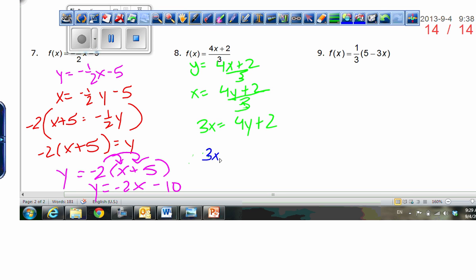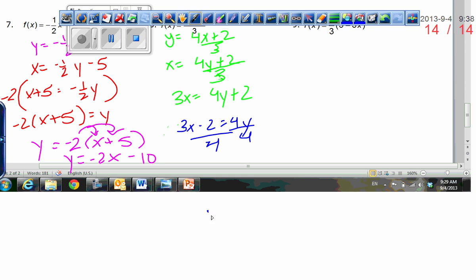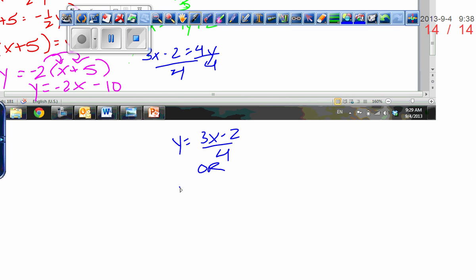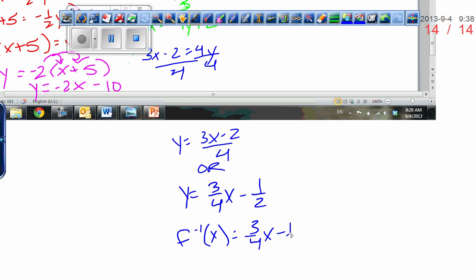Subtract 2. And then last thing, divide both sides by 4. So if your answer is y equals that same thing, 3x minus 2 over 4, that's cool. Or you could say maybe something else. Anybody have something different? 0.75, or that's fine, 3/4 x minus 1/2 or 0.5. If you use decimals, that's cool, as long as they're exact. And then remember to do the inverse notation. That would be my final answer right there.